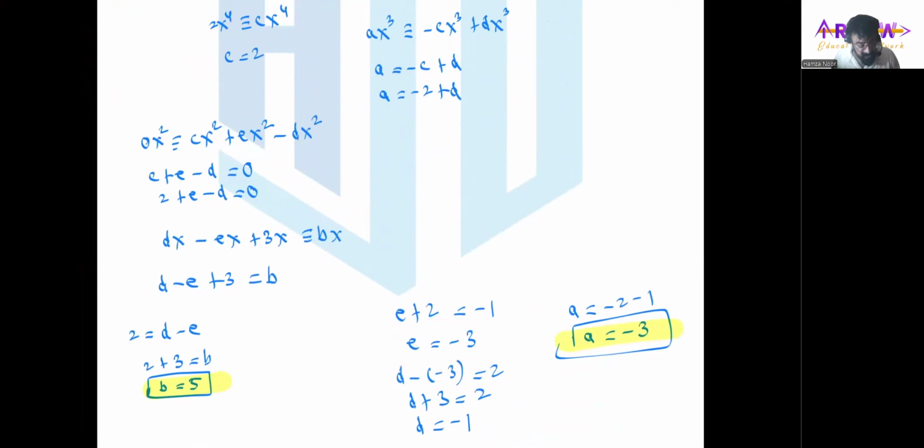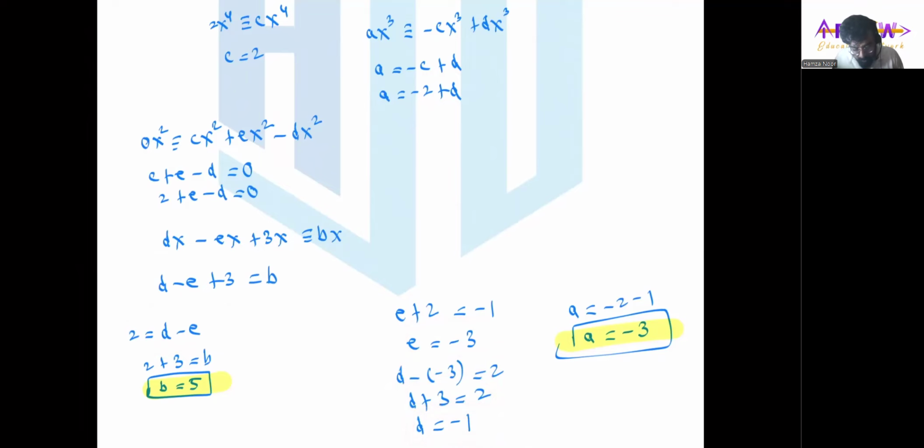And now I can easily find the value of d as well, because we had an equation which is connecting d and e. So d minus e is equal to 2 will be used. And since e is minus 3, so d plus 3 is equal to 2. Therefore, d is equal to minus 1.